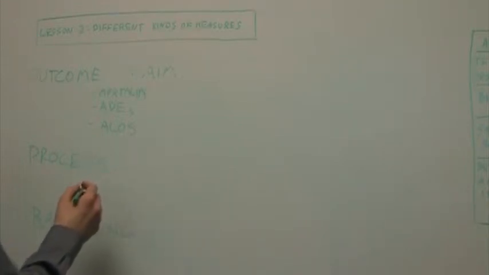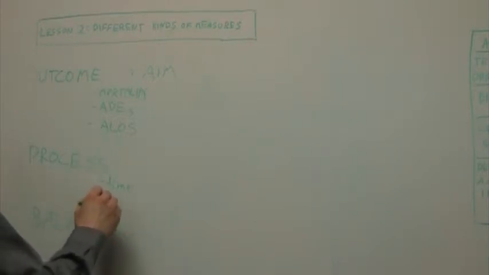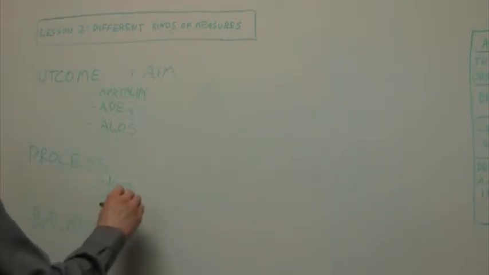A process measure answers the question, what are we ourselves either doing or changing in an attempt to move closer to this aim? So they are measures of our own processes. Some examples could be the time it takes to complete certain processes, but just be aware that the outcome could also be a measure of time. It could be the use of technology, or the use of particular interventions.